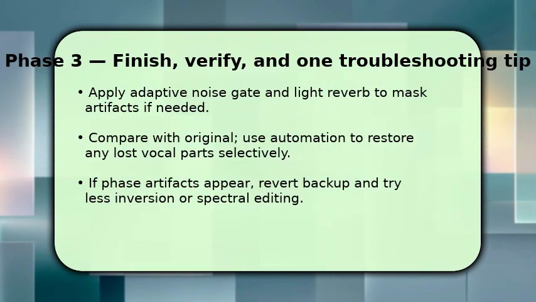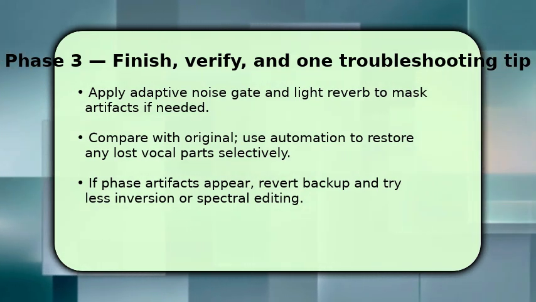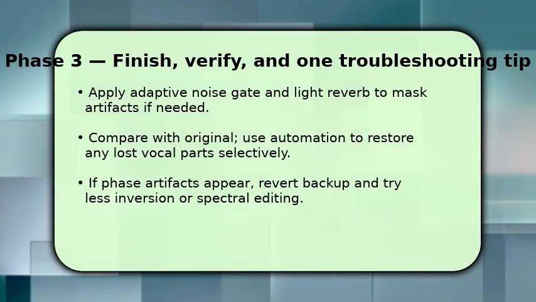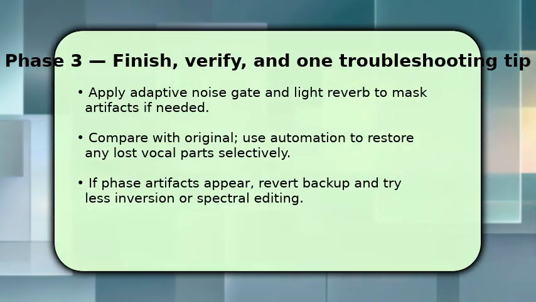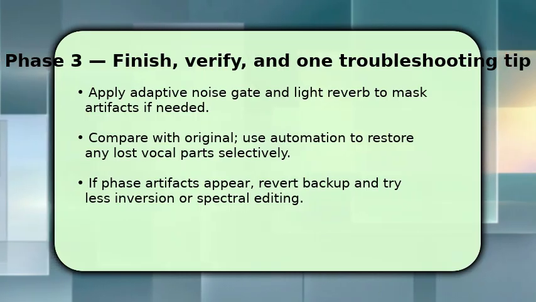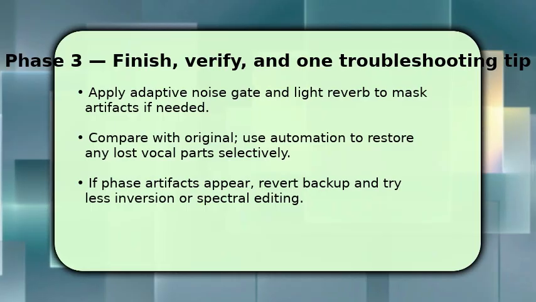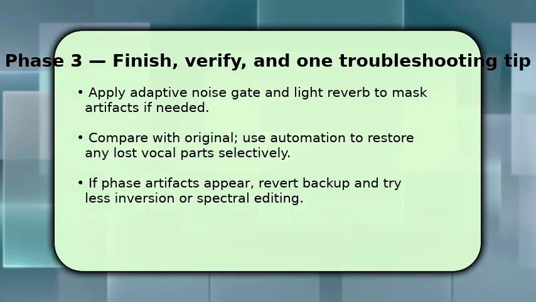Finish by refining. Add a subtle noise gate to tame residual vocal bleed, and a light reverb to smooth any hollowness. You should compare the processed track to the original often, and use automation to bring back specific sections if instruments got too thin. If you hear weird phase artifacts, fluttering or hollow stereo, undo to the original duplicate and reduce inversion amount, or try cutting narrower EQ bands.